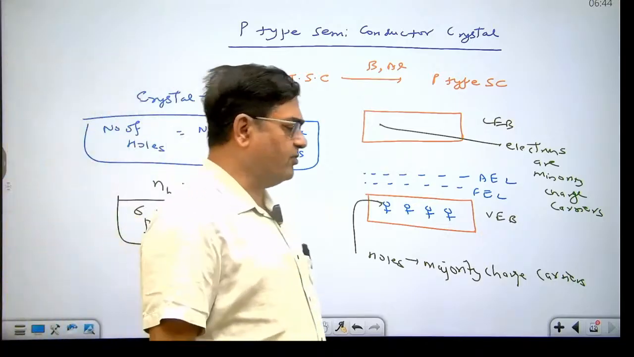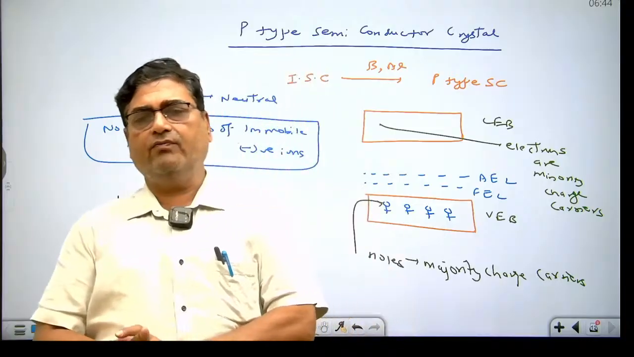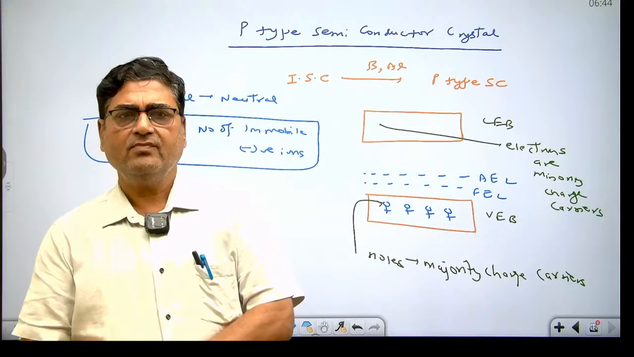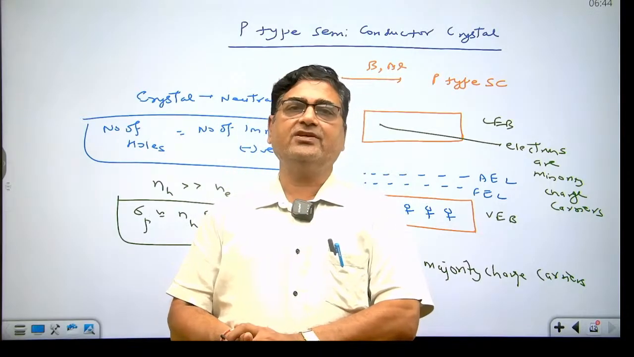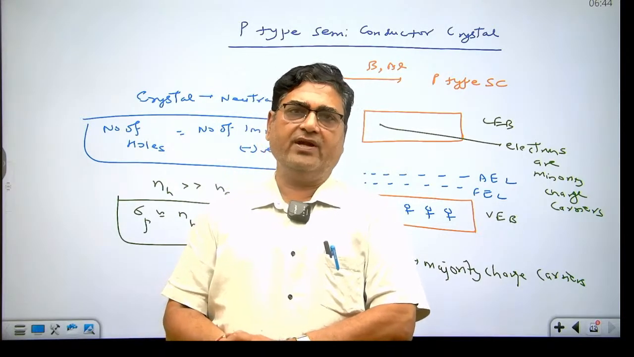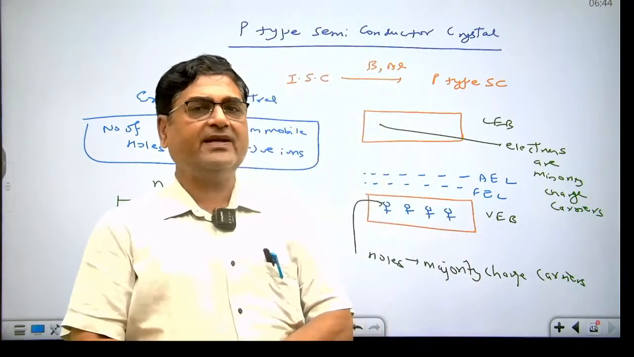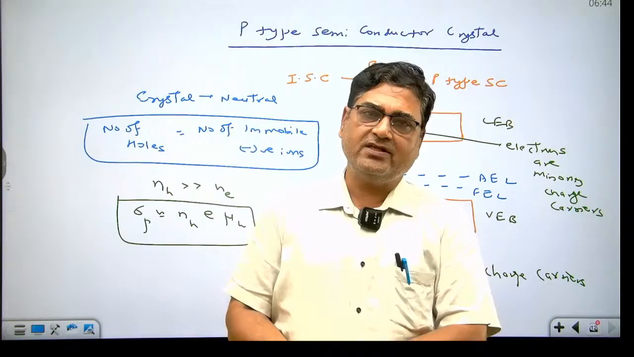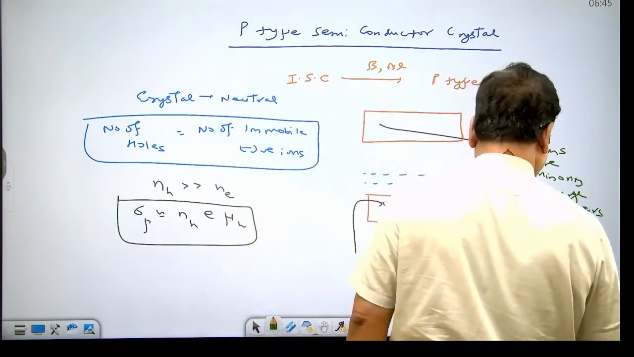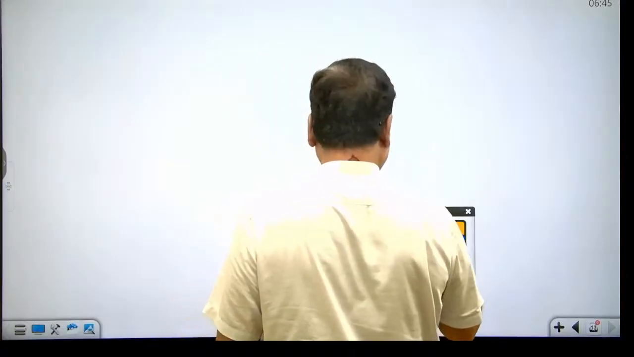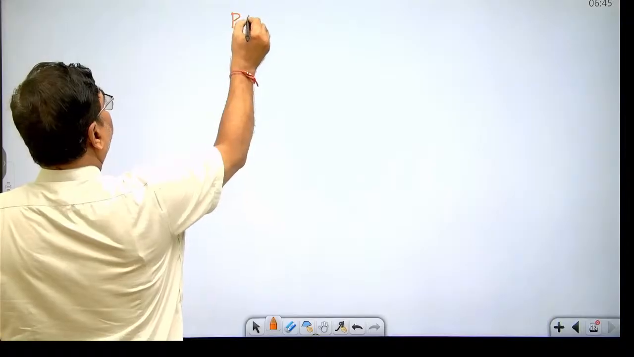So dear student, this was all about P-type and N-type, that is extrinsic semiconductor crystal. Now we will talk about our most awaited lecture, that is PN junction. What is PN junction and how it works? What are the uses of PN junction? That also we will see. One question is expected in NEET 26 from PN junction.